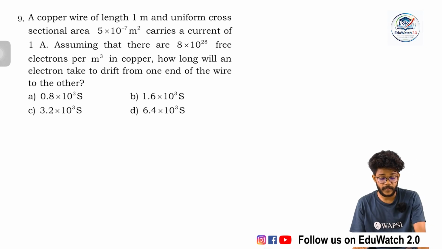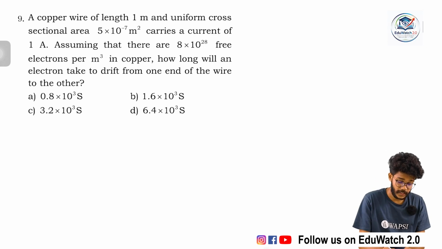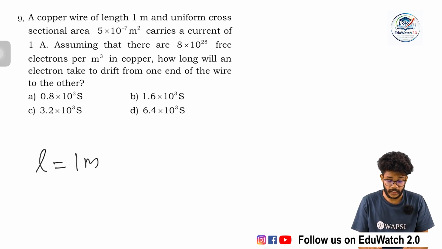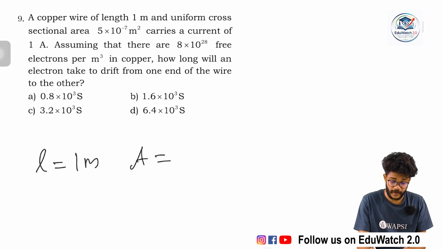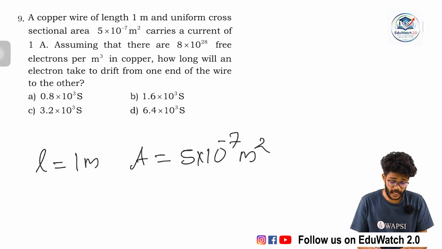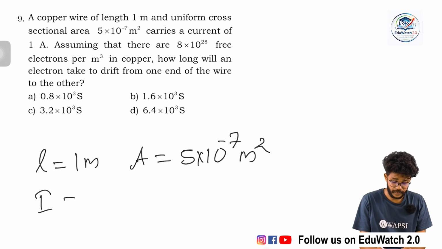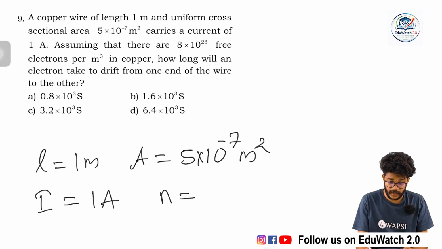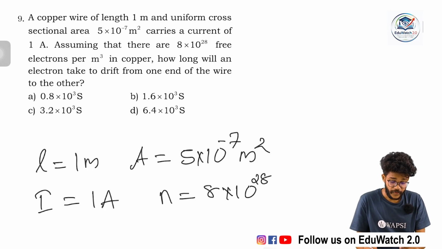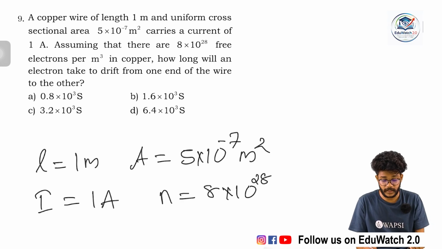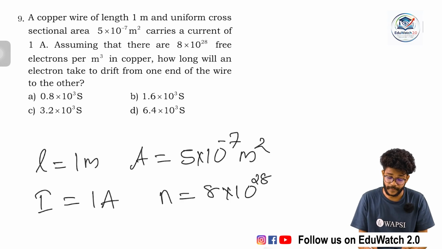A copper wire of length 1 meter. The length L is 1 meter and the area is 5 into 10 raised to minus 7 meter square. It carries a current of 1 ampere, I is equal to 1 ampere, assuming that N is equal to 8 into 10 raised to 28 free electrons per meter cube. That means the number of electrons in unit volume in copper.